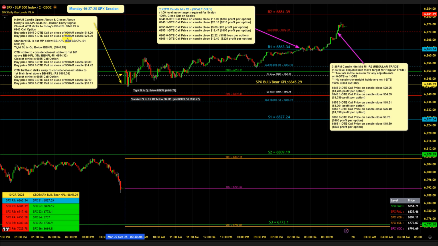Okay, so in this case we have the 3 different strikes. They're all call strikes since this is a bullish entry signal. This is the level that we're trading from, the bullish entry signal. So our 3 strikes: the at the money was the 68.45, based on the closest strike to the entry level of the bull bear KPL, and a 0 DTE option of the 68.45 for October 27th expiration was 14.20.